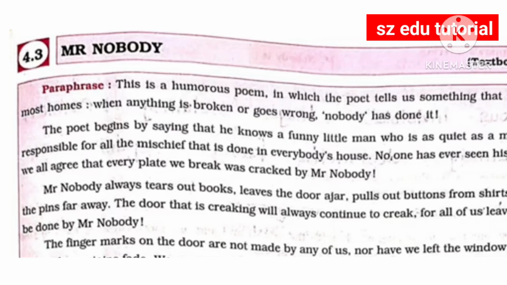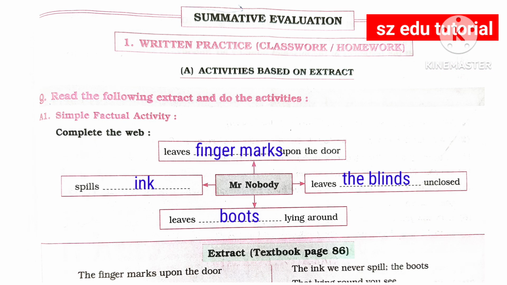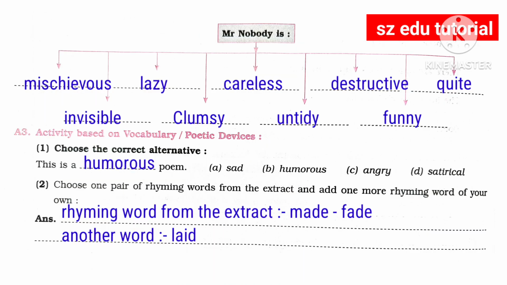In this video, I have written the 6th Standard English 4.3 Mr. Nobody Workbook Solution. Question number 1. Activities based on extract. Complete the web. First, may have finger marks. Second, ink. Third, the blinds. Fourth, boots.